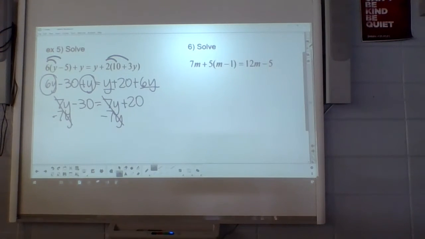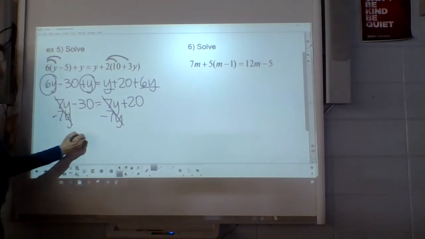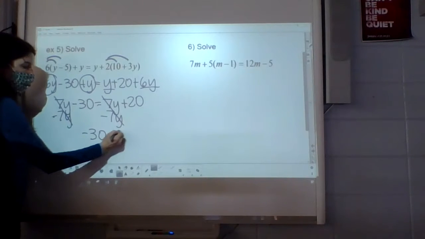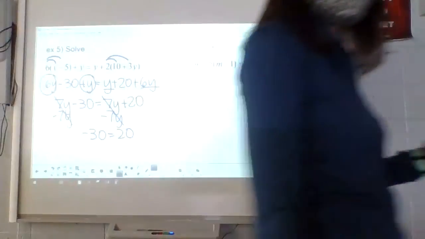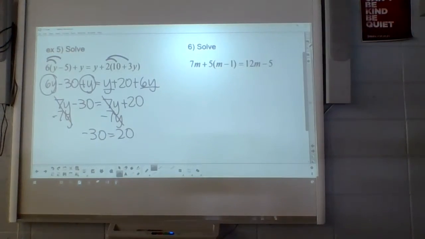So this is not a y equals 0 answer, because there's no y left anymore. I get negative 30 equals 20. What just happened there? Is that true? Is negative 30 equal to 20? So if you have $20, it means you owe someone 30? No, that doesn't make any sense.